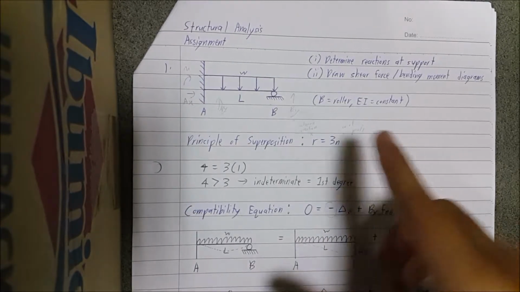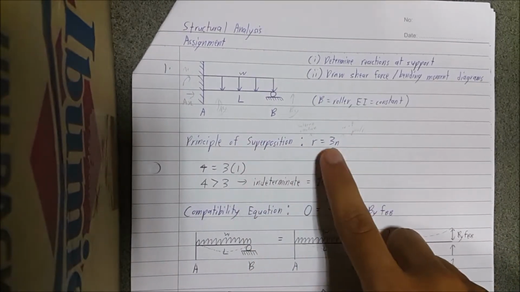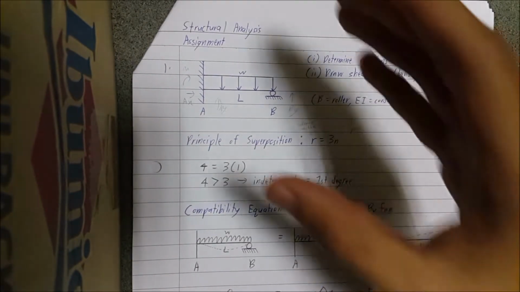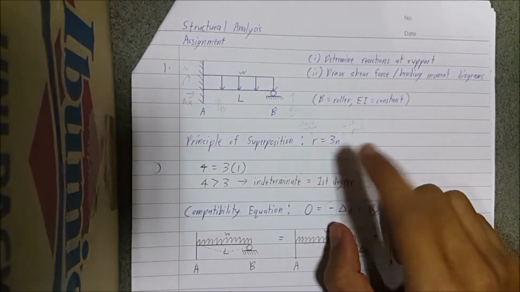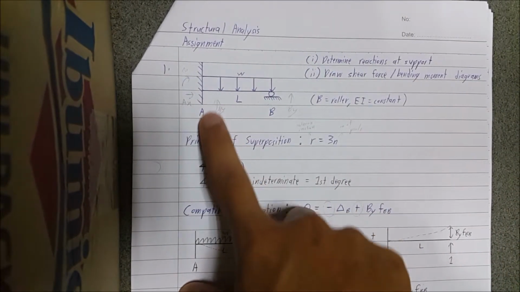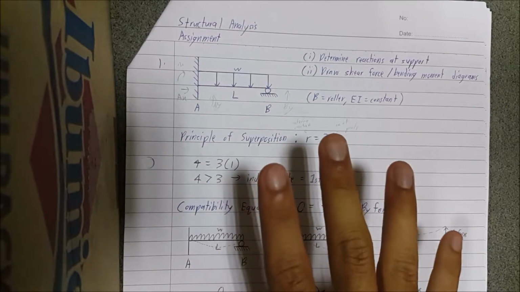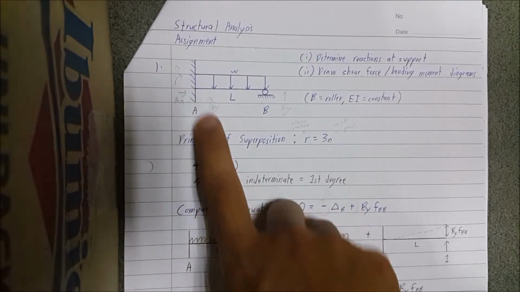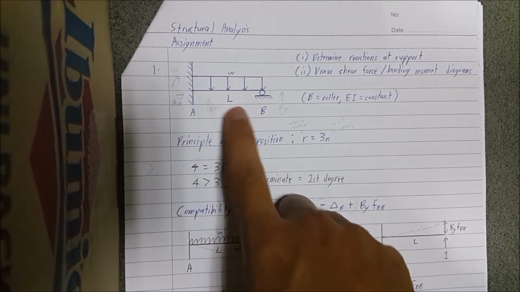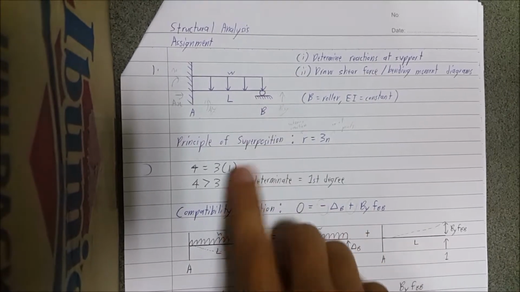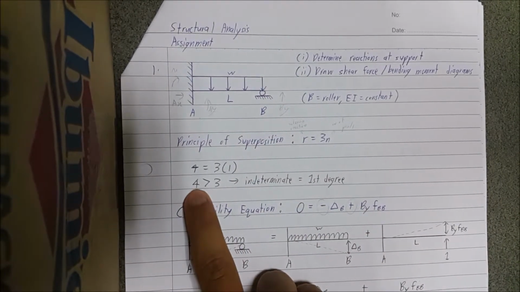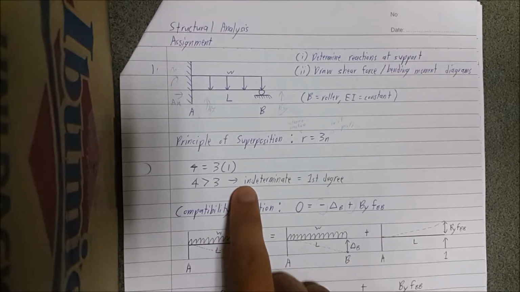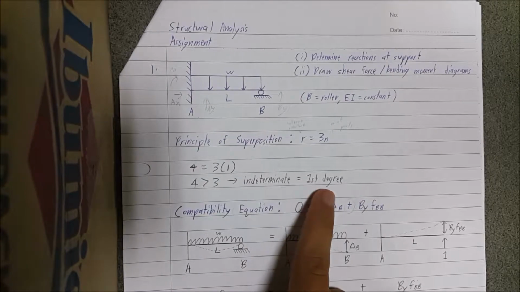So first, we have to use the principle of superposition with the formula R equals 3n. R is the number of unknown reactions within the structure, and n is the number of parts involved. Seeing as this is a fixed end and this is a roller, we have 4 forces: By, Ax, Ay and Ma. Altogether we have 4, and since this is a beam, there's one member. So the number of unknowns is greater than the value here, so it is statically indeterminate to the first degree.